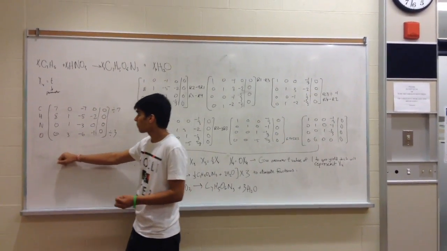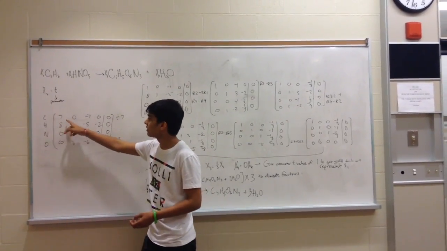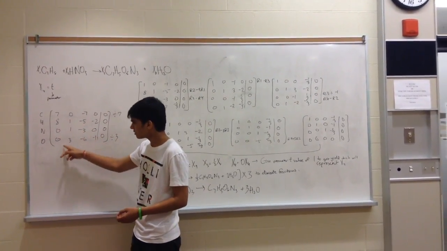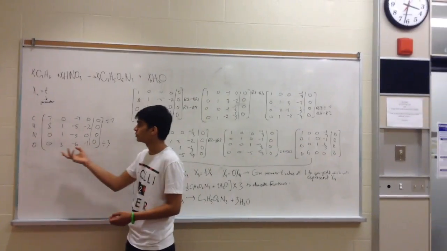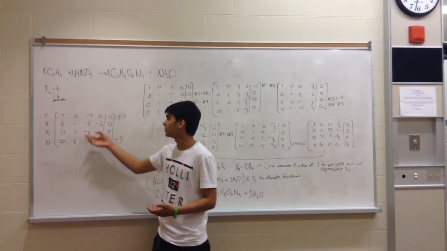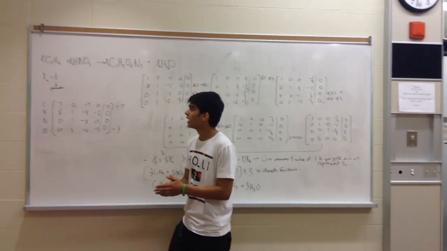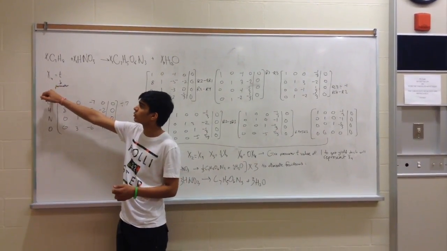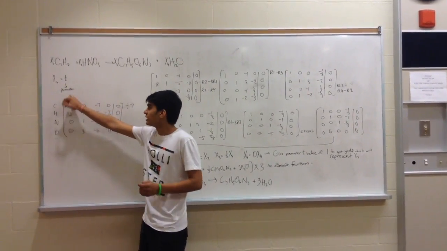And so when we plug in the values of the molecules of each, we create this matrix right here, which we can manipulate to figure out the overall values of x1, x2, x3, x4. And before we start off, we just want to remember that x4 we can create as a parameter t. Now we can move on.